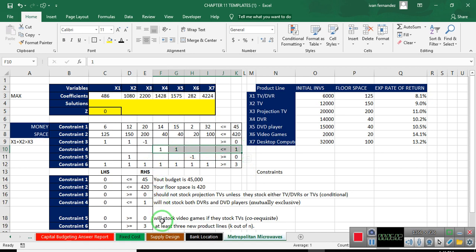The third one is corequisite. In this case, to build one, we must build the other. So video games can only be sold, produced, if TVs are also stocked or sold. So that means that TVs, which is x2, that's a 1, has to be equal to a 1, x6, one video game, right? The two have to be flipped to 1 for video games to exist, okay?